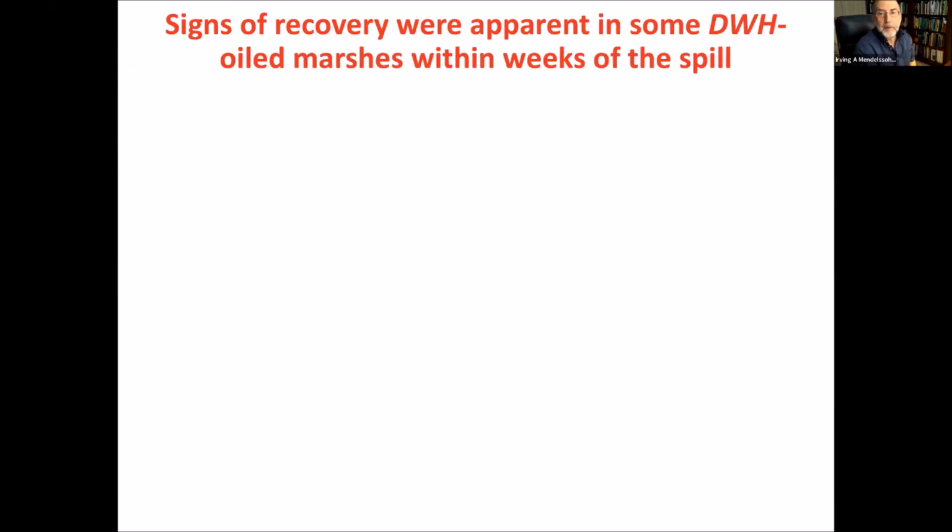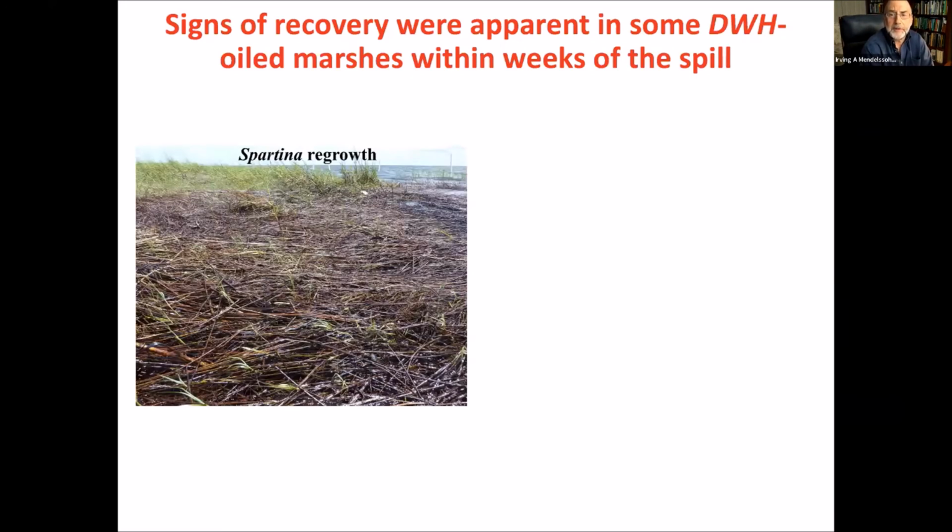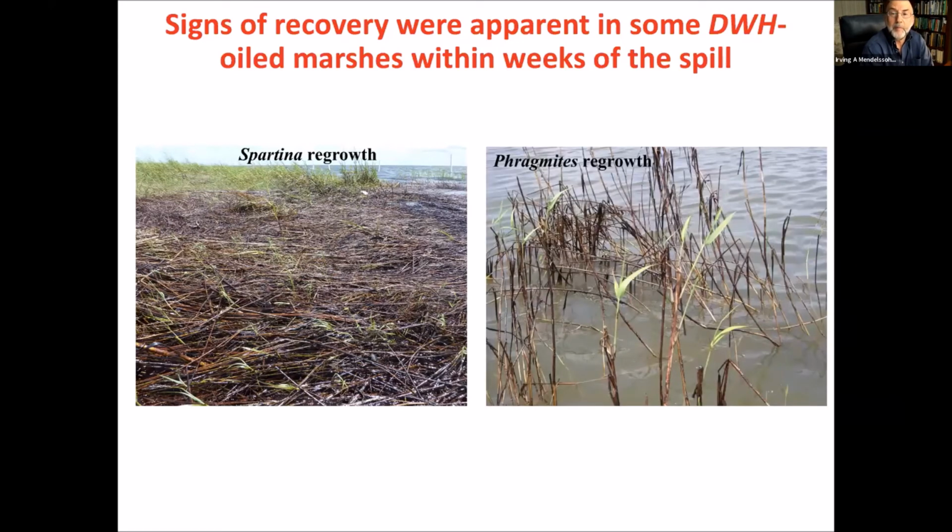Signs of recovery were also apparent after the Deepwater Horizon spill. Even at heavily oiled sites, some new vegetative sprouts of Spartina occurred, as you see in this photograph. Also, Phragmites produced new vegetative shoots from stems of oiled plants. And this, as you'll see in a moment, was extremely prolific.